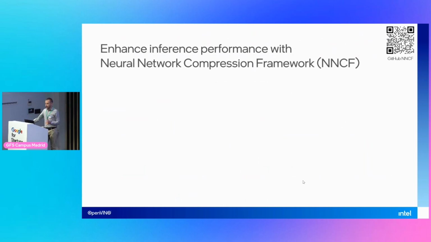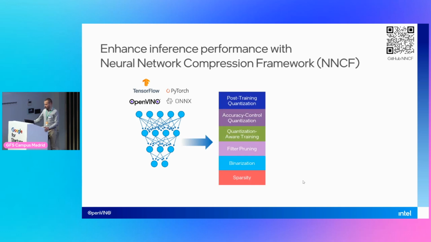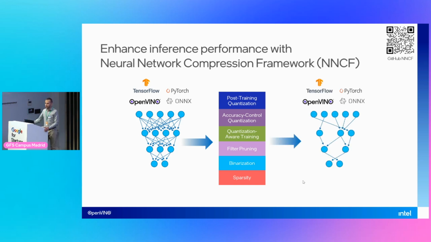And what I need to introduce to you also is the Neural Network Compression Framework, because OpenVINO is just one part. The second part, the Neural Network Compression Framework, is included in the OpenVINO toolkit. It's a tool for compressing models. So let's assume that you have a model in one of these formats, TensorFlow, PyTorch, ONNX, or OpenVINO. Then you can run some of these algorithms like post-training quantization, accuracy control, quantization-aware training, but also filter pruning, binarization, or sparsity. And after that, you end up with some compressed model, some smaller network, a quantized network. It means that it should be faster to run, and it is.